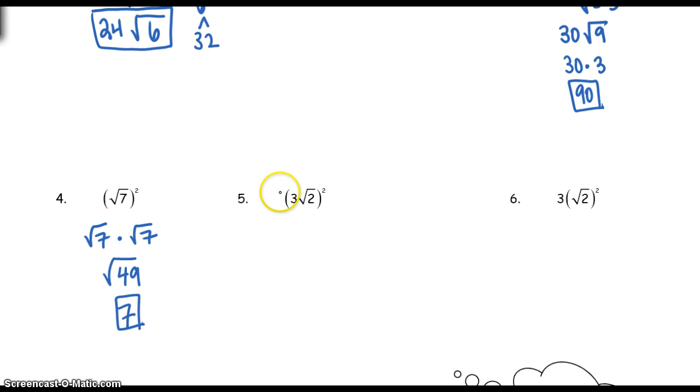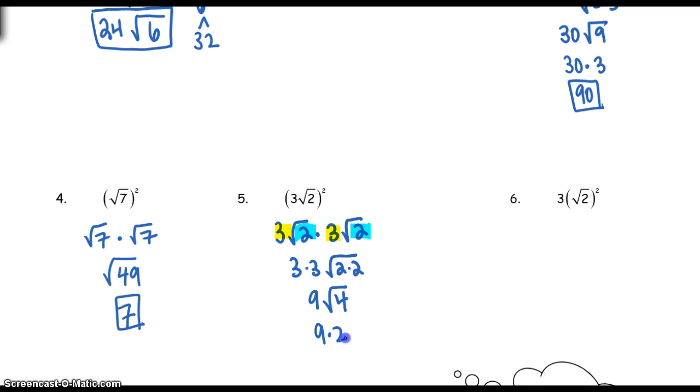On number 5, notice that the square is on everything in the parentheses, and that's important. It's on the whole thing. So this means you're going to write 3 root 2 times 3 root 2. So now we've got our outies, and then we've got our innies. So we're going to have 3 times 3, and then the square root of 2 times 2, which will give us 9 root 4, and the square root of 4 is 2. So we get 18 here.